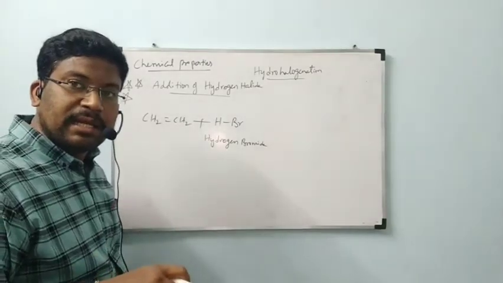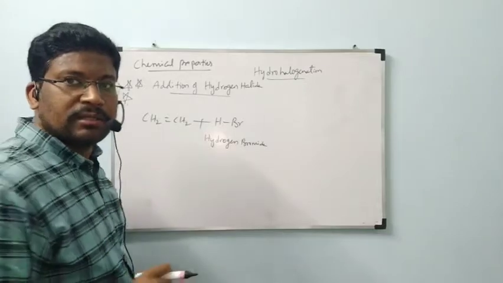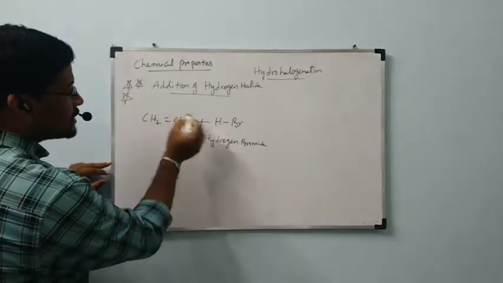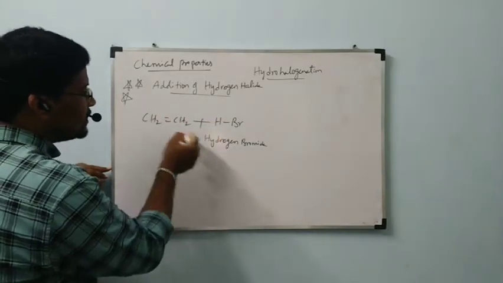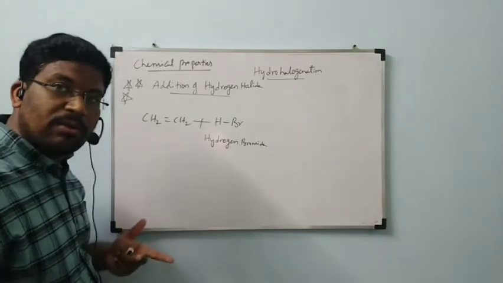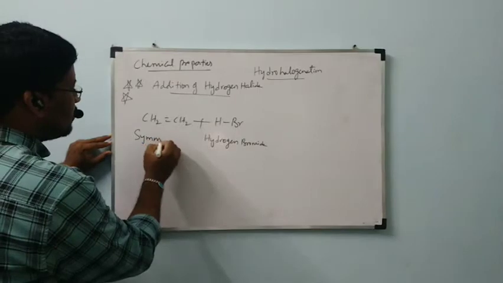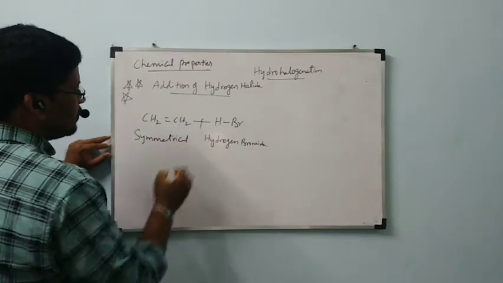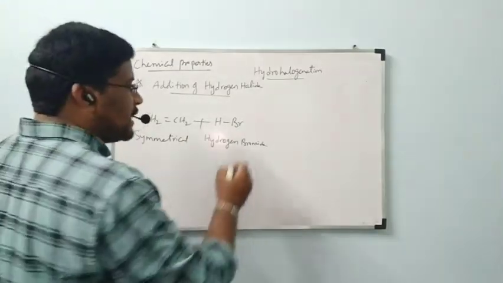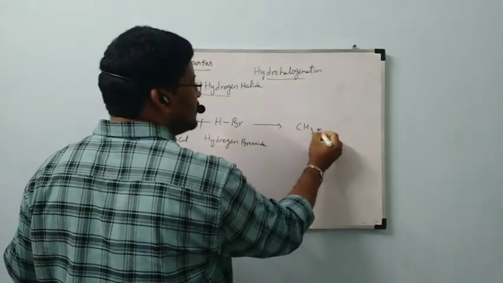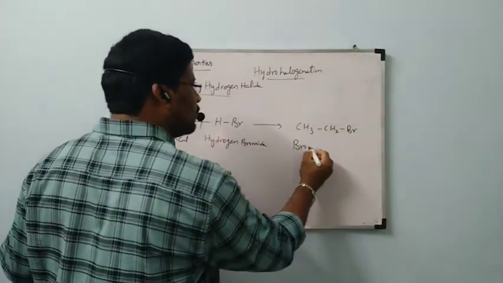If it is a symmetrical alkene, any carbon will be added with bromine or hydrogen, and we will get the same product. Whether hydrogen is added to this carbon and bromine is added to this carbon, or hydrogen is added to this carbon and bromine is added to this carbon, we will get one bromoethane only. No difference at all. That's why here there is no rule at all. While we are adding hydrogen bromide to a symmetrical alkene, we are getting the same product, CH3CH2Br, bromoethane.